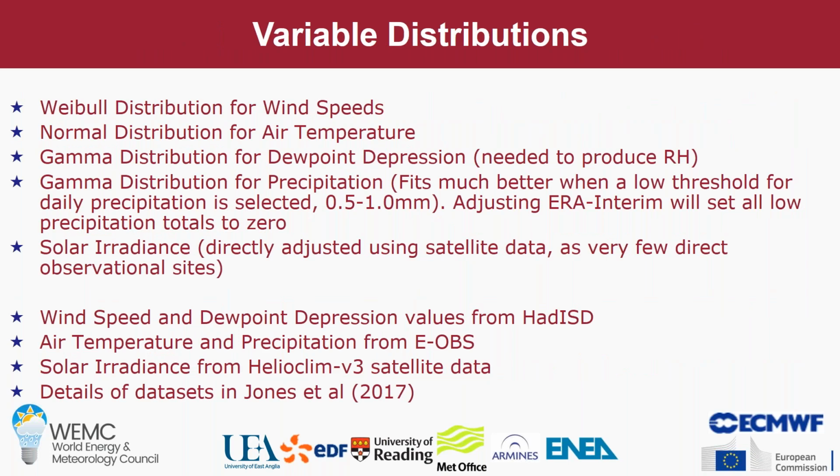And our approach, which is described in this paper, is distributional in nature, where we compare the distributions from ERA-Interim and the observations, and the distributions are different for different variables. So for wind speed, we use the Weibull distribution. For air temperature, the normal distribution, a gamma distribution for dew point depression, a gamma distribution for precipitation. For solar irradiance, we're using the direct measure from satellite data to bias adjust ERA-Interim there, as there are very few direct observations across Europe, very few sites with long records.